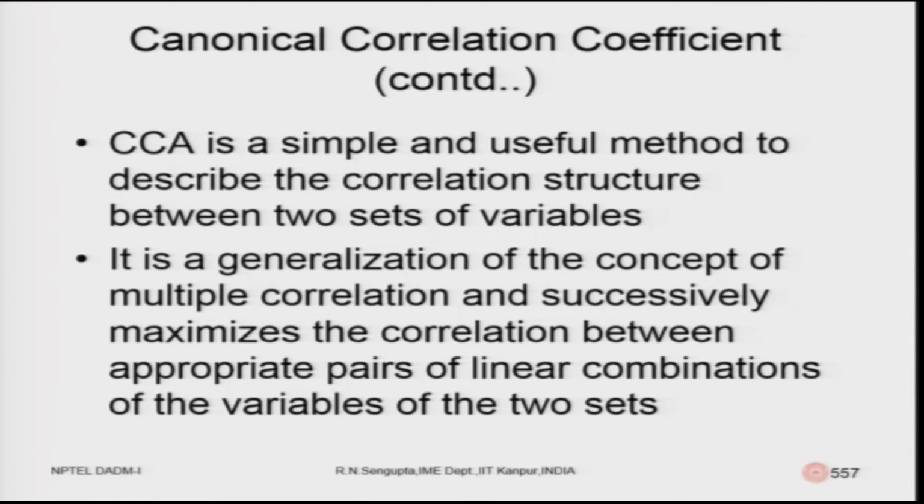Canonical correlation is a simple, useful method to describe the correlation structure between two sets of variables. It is a generalization of the concept of multiple correlation, and it successively maximizes the correlation existing between linear pairs of the two sets, such that you are able to divide the correlation coefficients into groups and get the maximum information on the relationship between the actual x and y coming out from u and v.